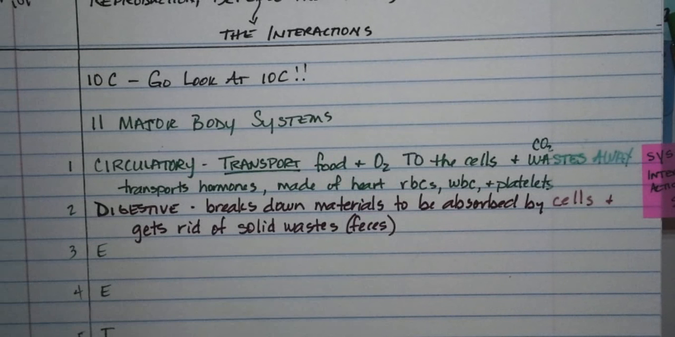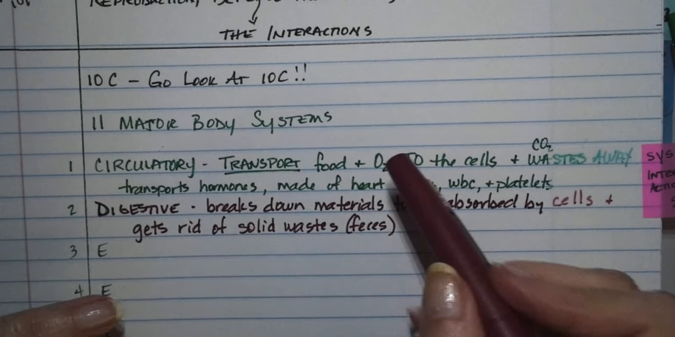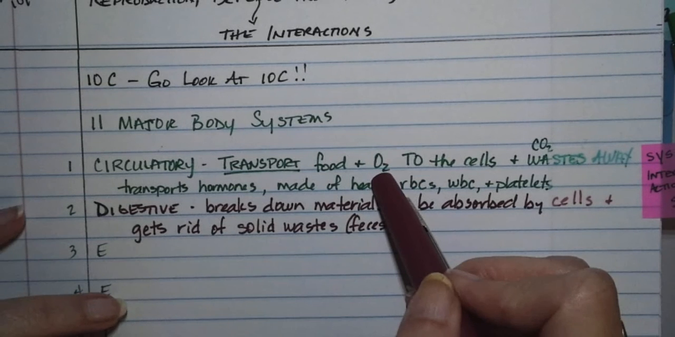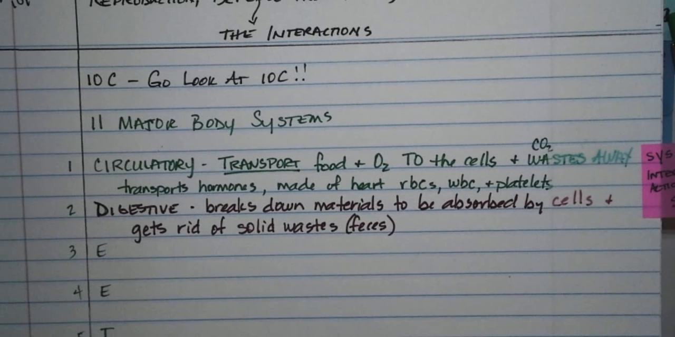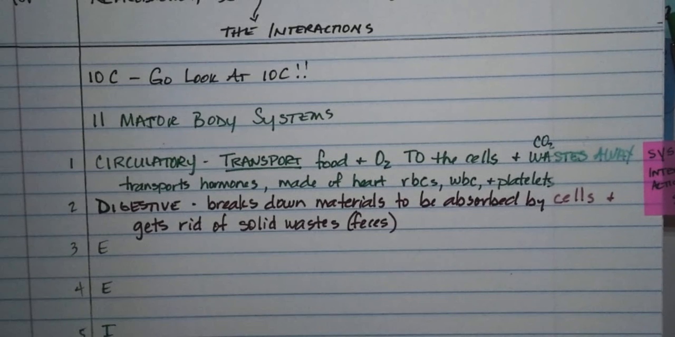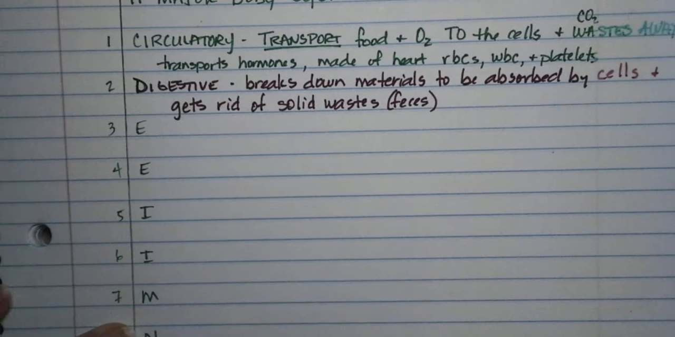So find the first R. Find the second R. Respiratory and reproductive. So reproductive comes first. So find the second R, and we're going to drop down here to where it says respiratory. So the respiratory system is responsible for gas exchange. That's it.